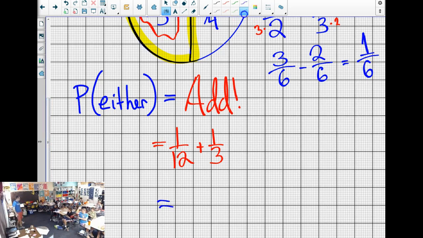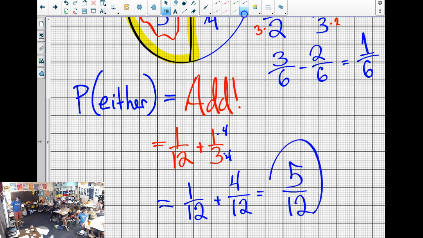What do I need to do here? Do I need to change both denominators, Connor? Just change the 1/3. What do I need to make it? 4. Yeah, by 4. So I multiply by 4 on top and bottom. My 1/12 doesn't change. But now I have 4/12, so we end up with 5/12.